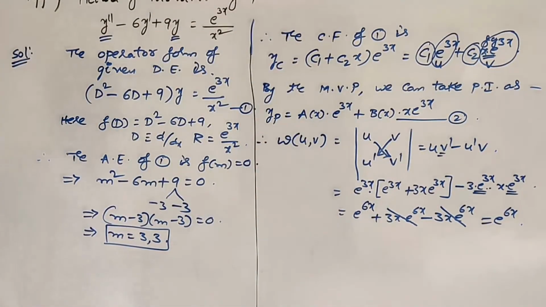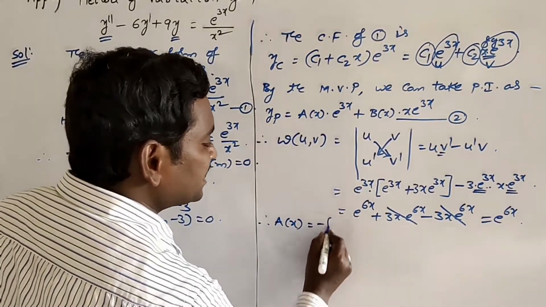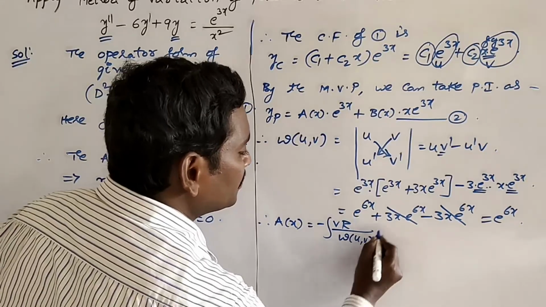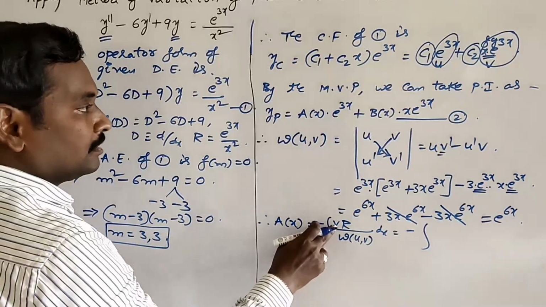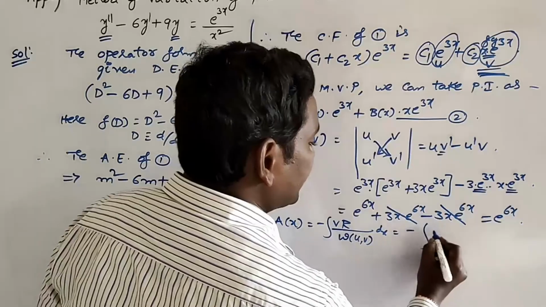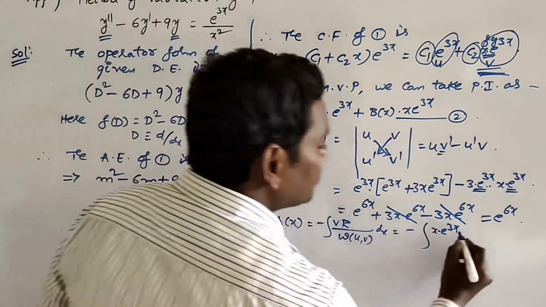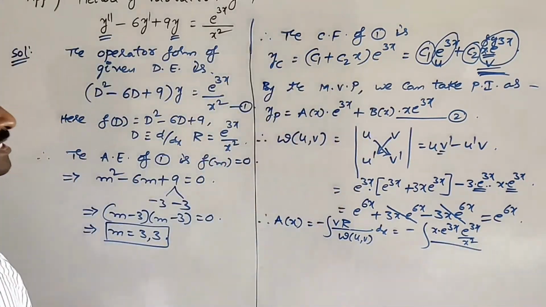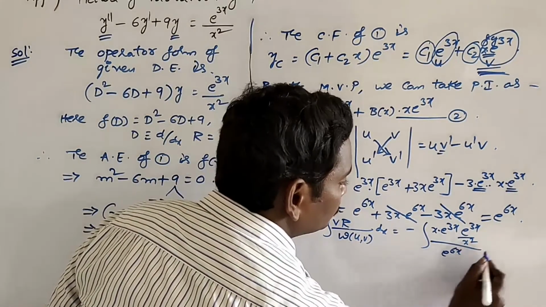Now it is enough to find out the values of a and b. What is the formula for a of x? Minus integral of v r whole by Wronskian of u, v into dx. So minus integration of, what is v? We got v here, which is x into e power 3x. R is nothing but the right hand side function, which is e power 3x by x square, whole by the denominator, which is the Wronskian, e power 6x.